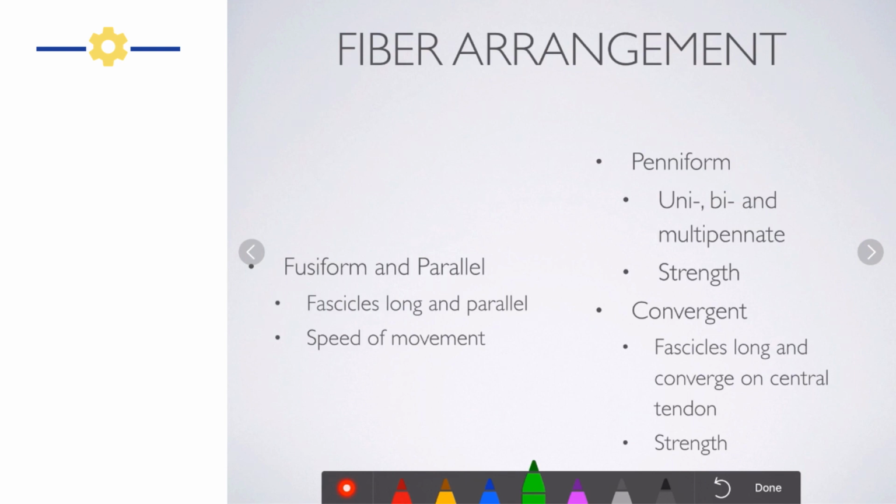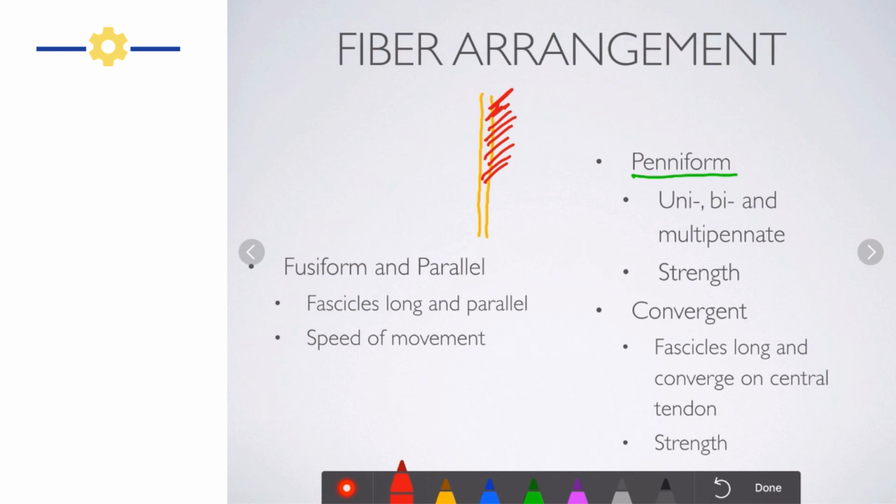Penniform and convergent both exhibit a system where the muscle fibers come in at an angle to the tendon. So they aren't running parallel, they're coming in at an angle. Penniform actually comes from the Latin word for feather, and they do look feather-like. Penniform muscle fiber arrangements basically have some type of a central tendon. Let me draw. Basically, there's a central tendon that runs the length of the muscle, and then the muscle fibers come in at an angle to that tendon.